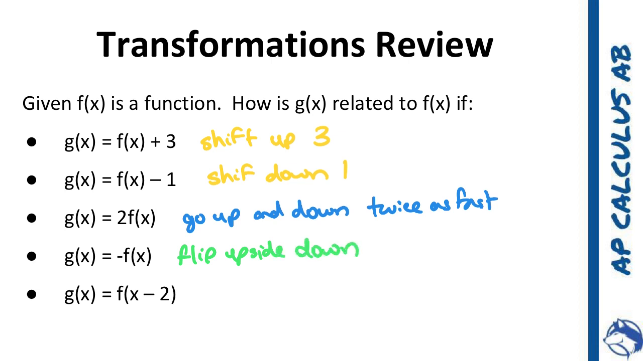And then if it was on the inside, this x minus 2, it's going to mean that it's going to shift it to the right 2. And the reason why is I have to plug in 2 for x to get what would have been 0 for x. So I'm shifting the whole graph to the right 2.